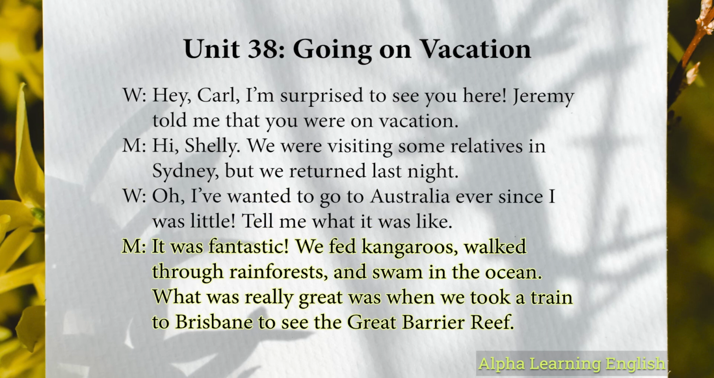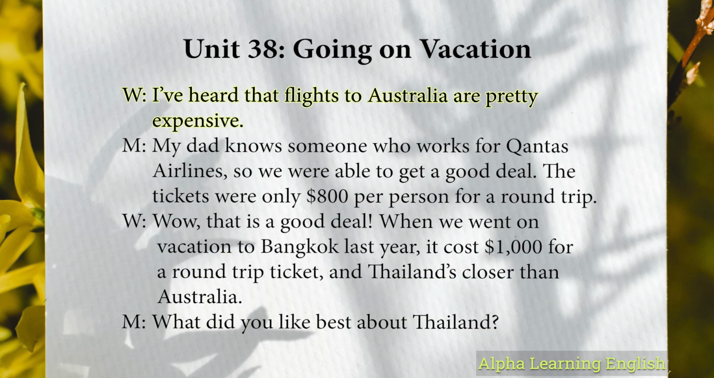It was fantastic. We fed kangaroos, walked through rainforests, and swam in the ocean. What was really great was when we took a train to Brisbane to see the Great Barrier Reef. I've heard that flights to Australia are pretty expensive. My dad knows someone who works for Qantas Airlines, so we were able to get a good deal. The tickets were only $800 per person for a round trip. Wow, that is a good deal.